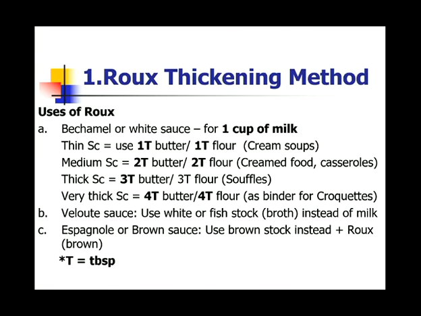The gravy. Not soup, but the gravy to serve on top of meat or chicken, whatever you're serving. Thick sauce will be, now this is just approximate, okay? The thick sauce is 3 tablespoons of butter to 3 tablespoons of flour to 1 cup of milk. So it's a lot thicker. When it's a lot thicker, you could use it for souffle.